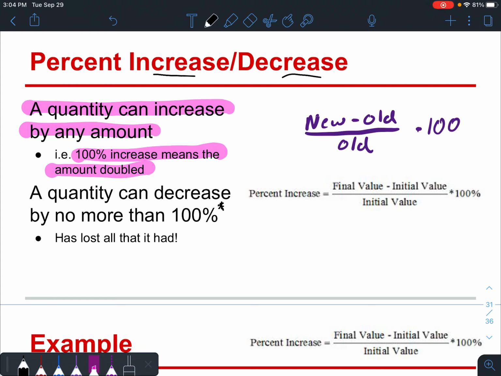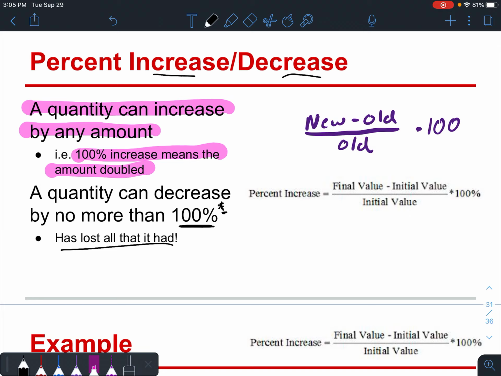If I had 100 apples and I lost 100 of my apples, I decreased that by 100%, I would have 0 apples. I can't lose more apples than I have. So I can't lose 105 apples if I only have 100 of them. So in this case, you lost all you had. There are some specific instances, like I said, money would be one, where we can lose more than 100% because we can go into debt. But in most cases, you can't lose more than 100% of what you have.